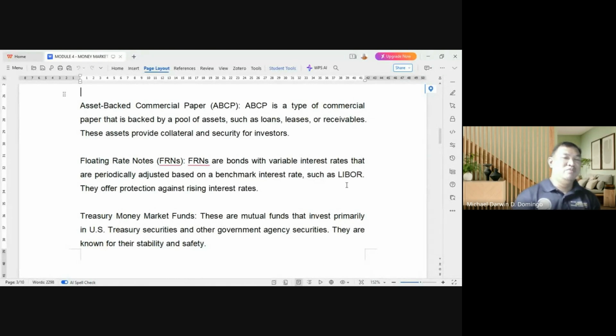Next one is the floating rate notes or FRN, bonds with variable interest rates that are periodically adjusted based on a benchmark interest rate such as LIBOR. They are protection against rising interest rates. So yan naman ang floating rate notes. So, floating yan kasi bakit? Tumaas yung gas. Yun.